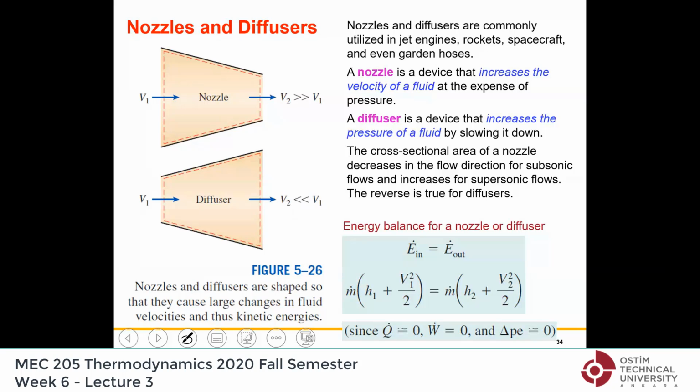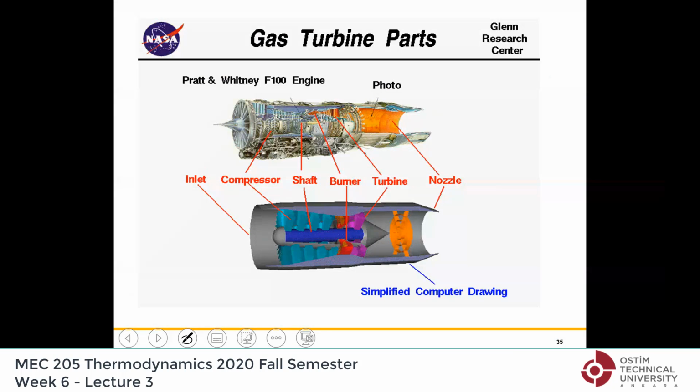Okay, now let's analyze the nozzles and diffusers. Now this is the case of jet engine. In the case of jet engine, we have at the inlet very high velocities of air because the planes are going like 1,000 kilometers per hour. So in that case, you need to slow it down to increase pressure. So here we have a diffuser.